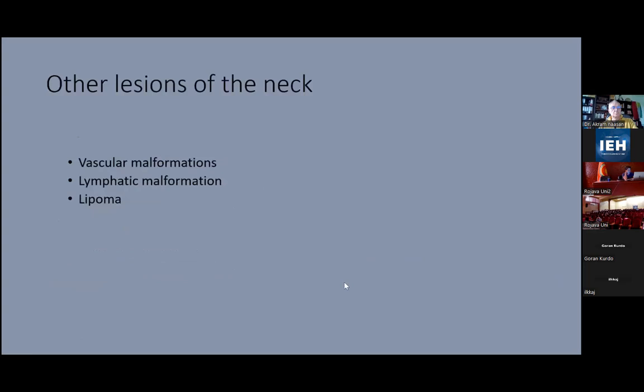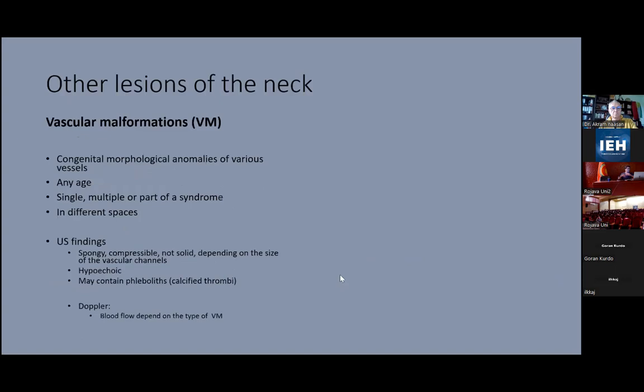We talk about other lesions of the neck. Vascular malformation: there are congenital morphological anomalies of various vessels. They might be seen at any age, single, multiple, or may be part of a syndrome. They might be in different spaces. Usually they are spongy, compressible, not solid. And depending on the size, you might see vascular channels inside. They are hypoechoic. They might contain phleboliths.